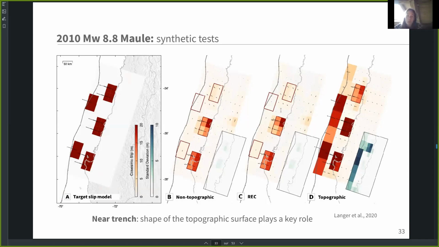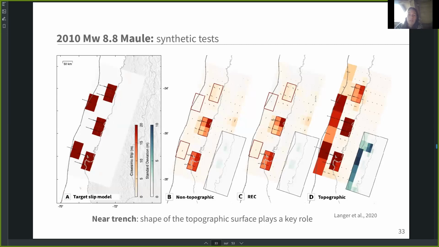However, if we account for topography, the result is not perfect yet. You can see that we image where the slip is larger, but at the trench we have some resolution issues and we are not able to infer the minimum slip values. What's interesting is that these large slip values and wrong slip values are also affected by a large posterior uncertainty. So in the end, this model is far better than the one we obtain without topography. What's to retain here is that at the trench, the shape of the topographic surface plays a key role, and that's why we are not able to image the slip properly.